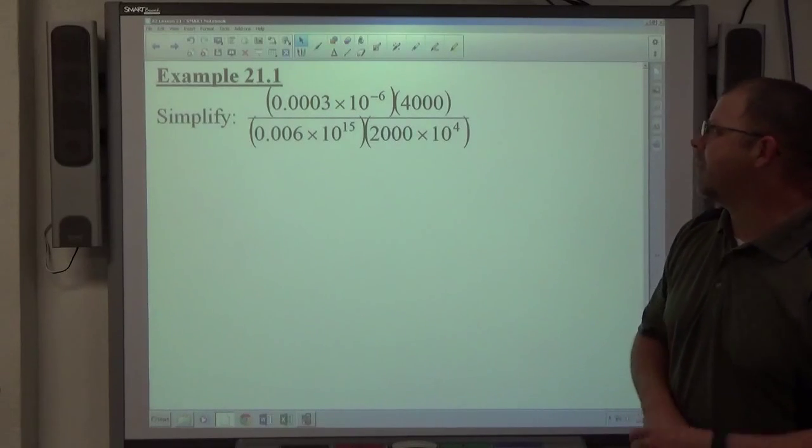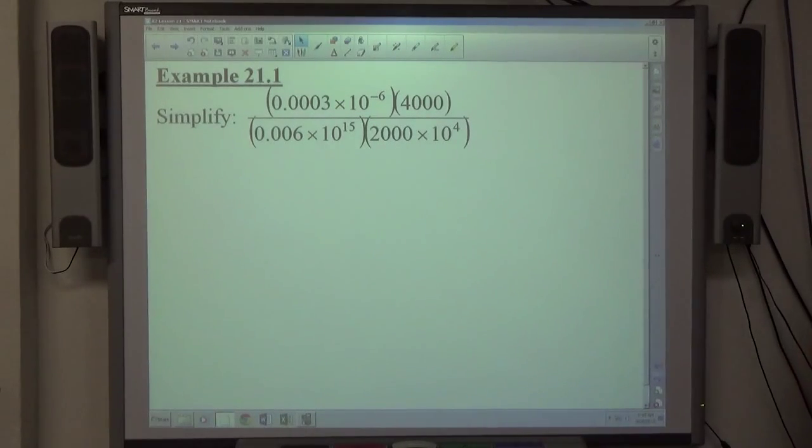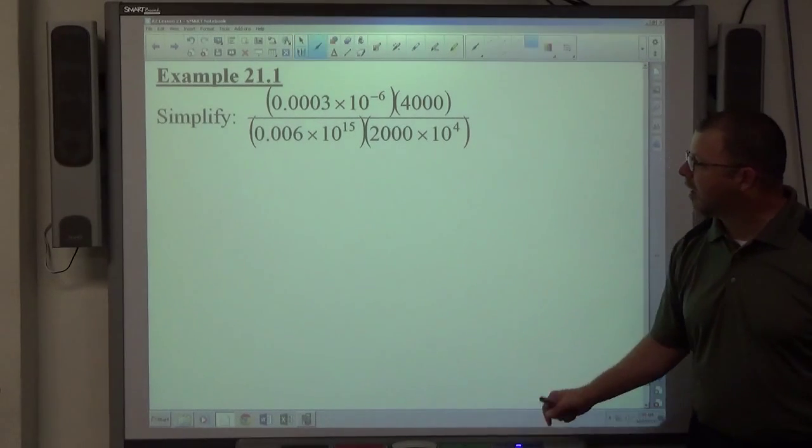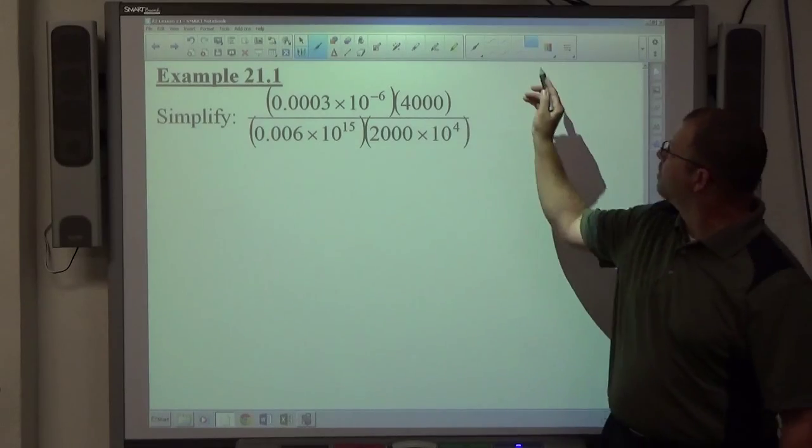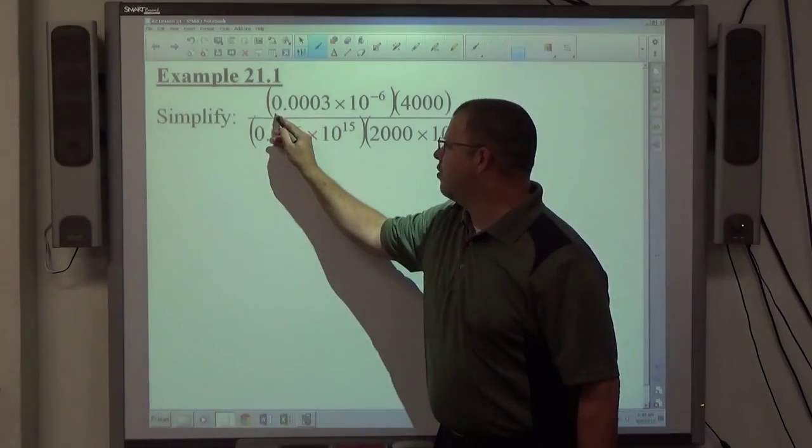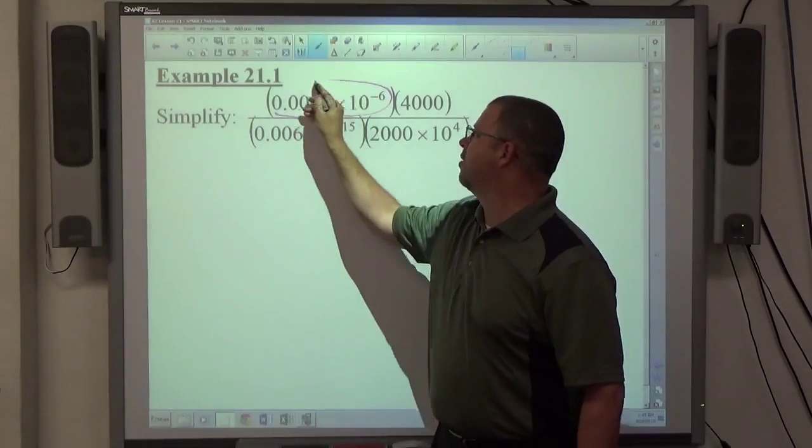Example 1, we're going to simplify 0.0003 times 10 to the negative 6th times 4,000 times 0.006 times 10 to the 15th over, or times 2,000 times 10 to the 4th. So, first off, I want each one of these numbers to be in good scientific notation structure.